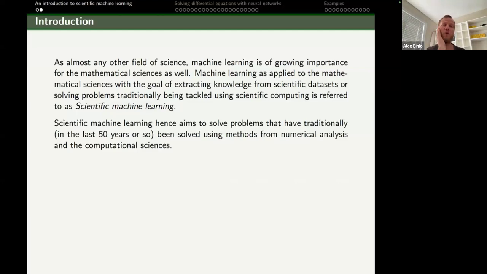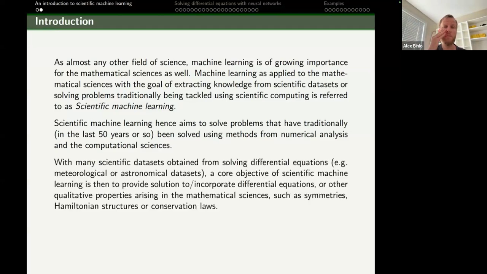So what's the competitor approach to scientific machine learning? Well, it's basically scientific computing and numerical analysis. At least over the past 50 or so years, pretty much all of the progress in the mathematical sciences was done using computers, using standard numerical methods. And for the last 5 or so years, people started to solve the same problems using machine learning.